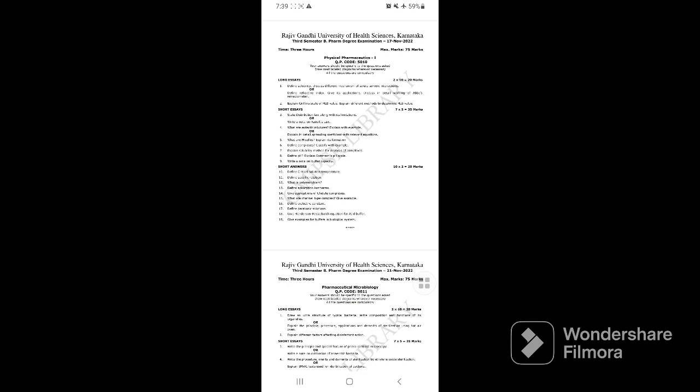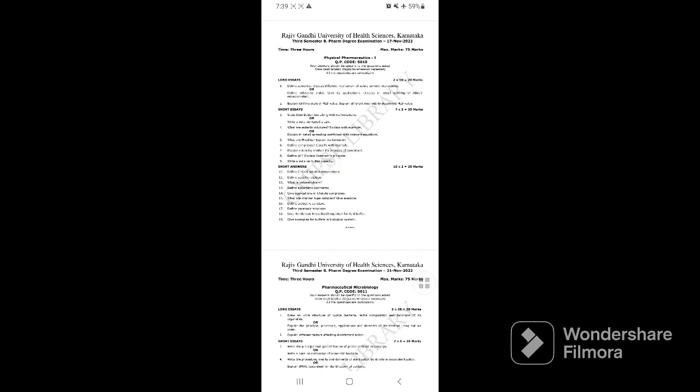Then write a note on buffer capacity. Very important. First you write what is this buffer, then you explain the buffer capacity. Types of buffers are there: biological buffers, physical buffers, chemical buffers. These all you have to write. Then importance of buffers also you have to write here.